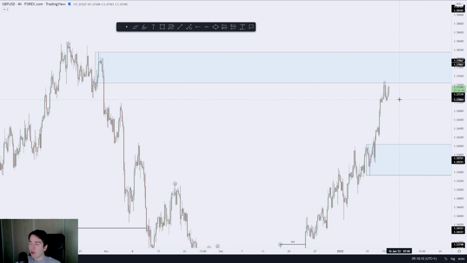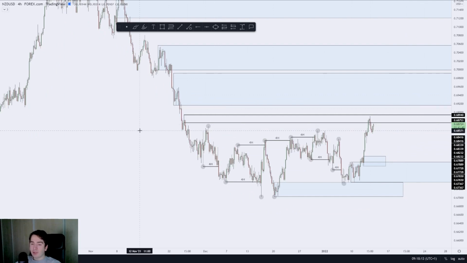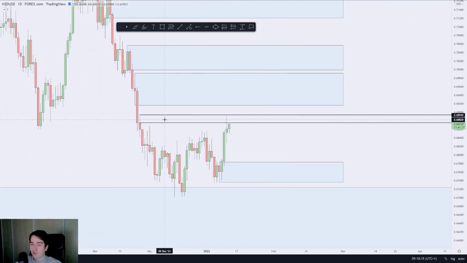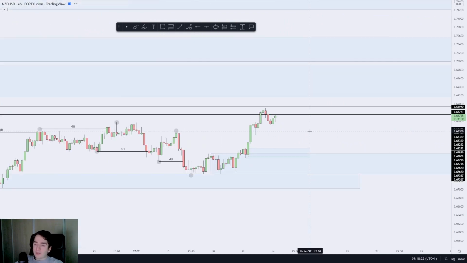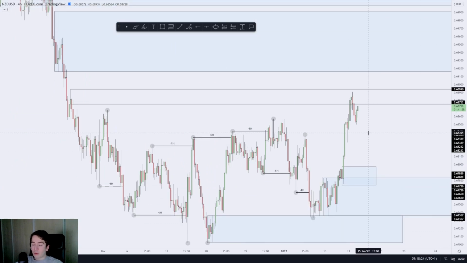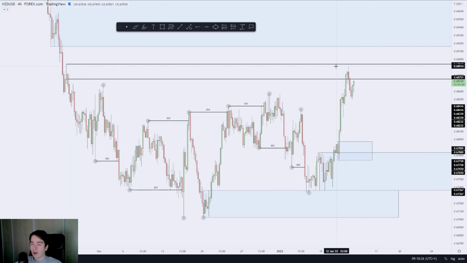So yeah, let's head over to Kiwi dollar. And Kiwi dollar, guys, reacted beautifully to that daily wick, which I talked about. As we can see, clear push back down after liquidation of this high over here. Going in towards the 4-hour though, yeah, still no bearish momentum at all. We're still bullish on the 4-hour.